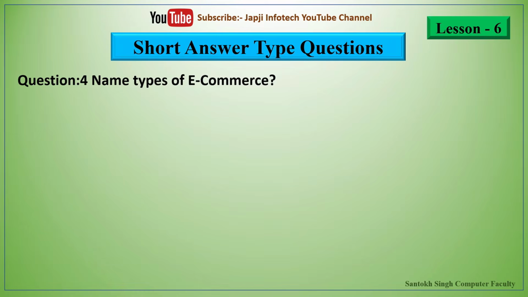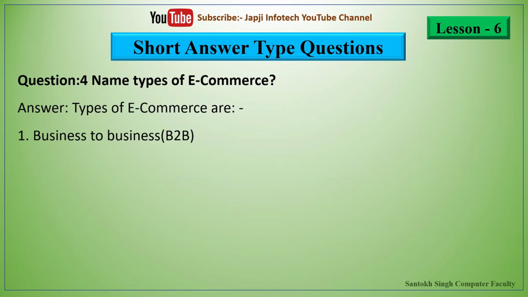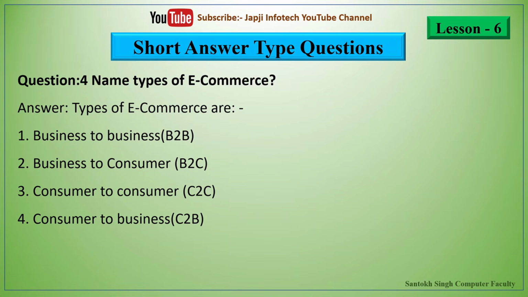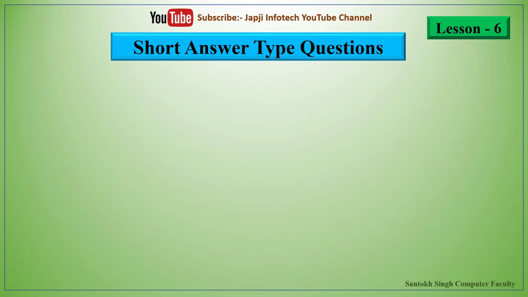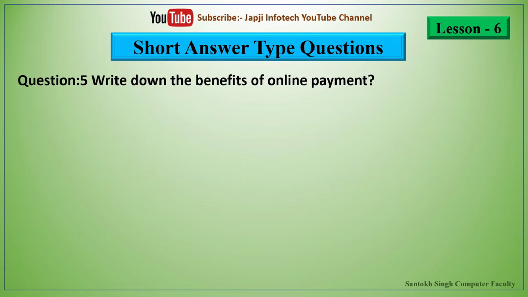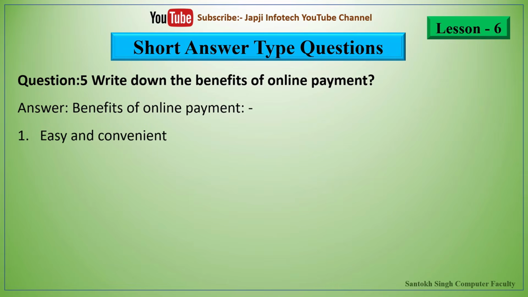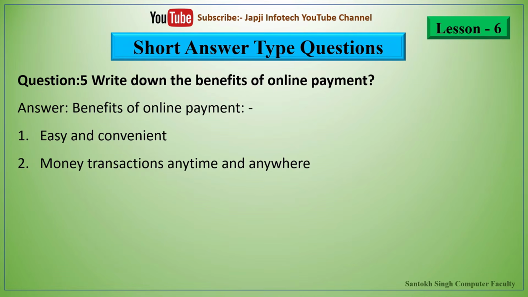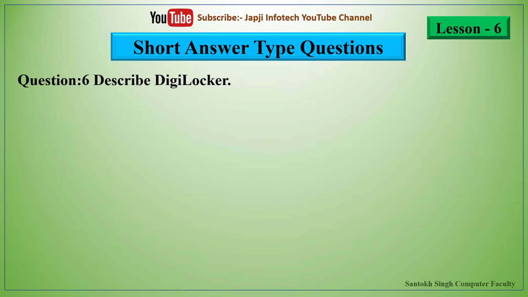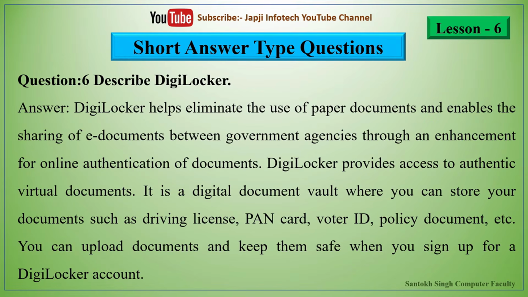And the fourth one is name the types of e-commerce. So the types of e-commerce are: business to business, business to consumer, consumer to consumer, and consumer to business. And the fifth one is write down the benefits of online payment. So the benefits of online payment are: the first one is easy and convenient, money transaction anytime and anywhere, saving with digital payments.